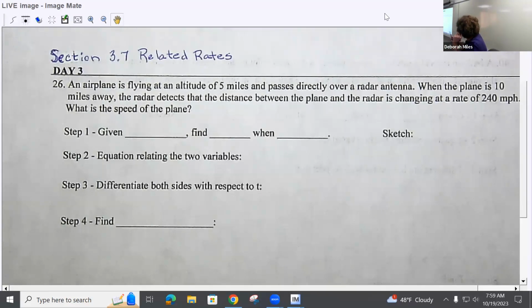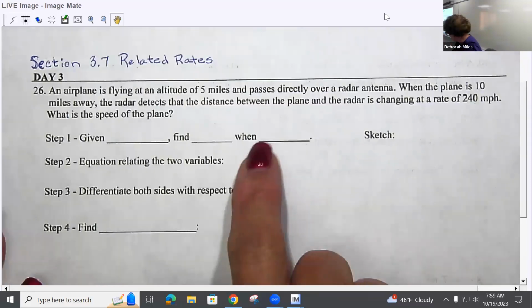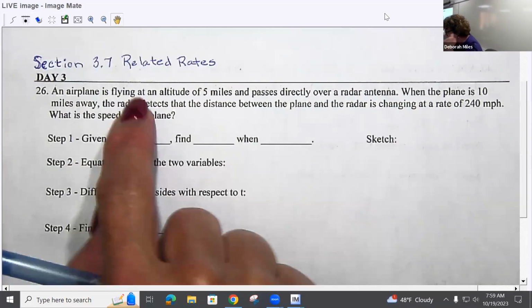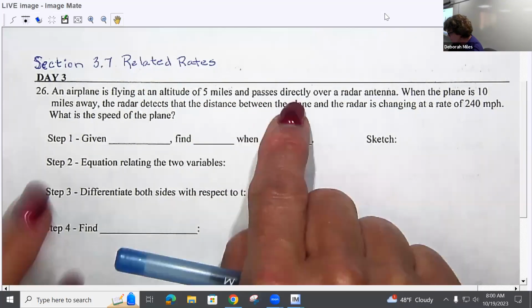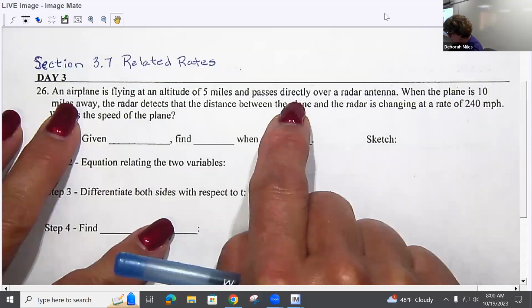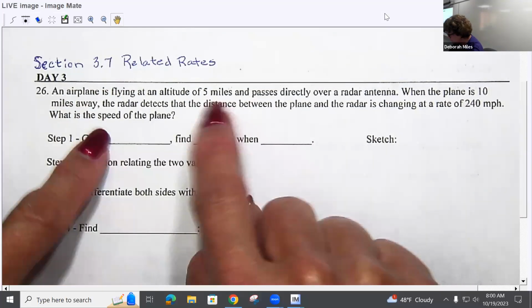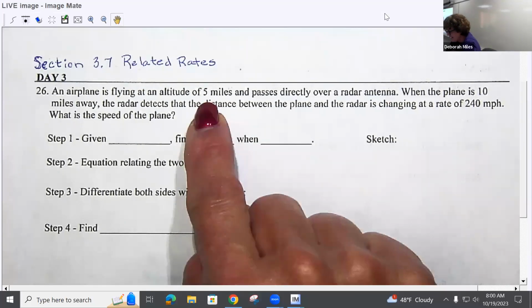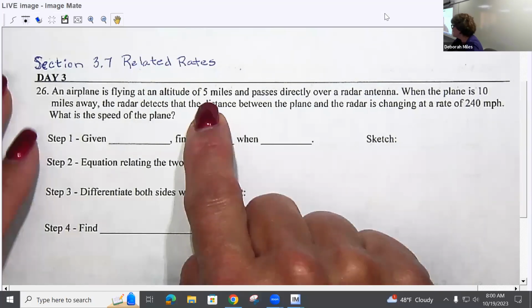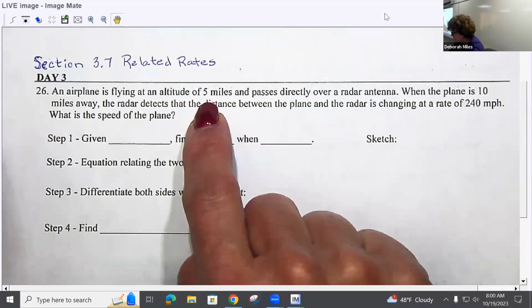And I want to show you one thing I put in Momentum for you. Let's read number 26 and then I'll show you what I put in there. An airplane is flying at an altitude of 5 miles, passes directly over a radar antenna. Does anything about the following sentence tell you that 5 miles changes, or is that plane going to maintain an altitude of 5 miles? Maintain. All right, so that's a constant. If it's a constant, we can put it on our picture.